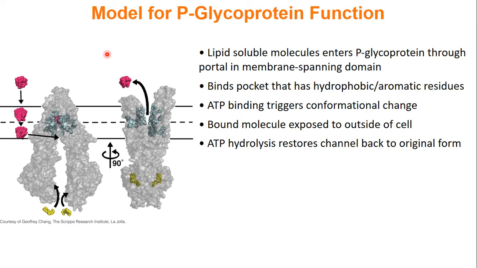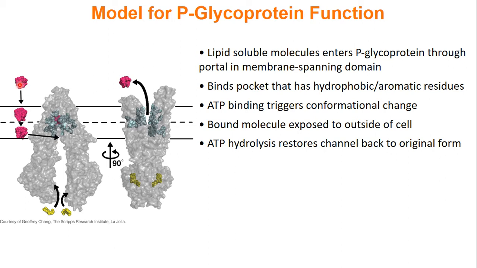So, the general way in which this works, where yellow here is ATP, is that a lipid soluble molecule can enter P-glycoprotein through a little portal that's in its membrane spanning domain. You'll bind via these hydrophobic or aromatic residues. Once bound, you have ATP hydrolysis, which gives a giant change in conformation. You show this molecule at the outside of the cell and kind of kick it out.